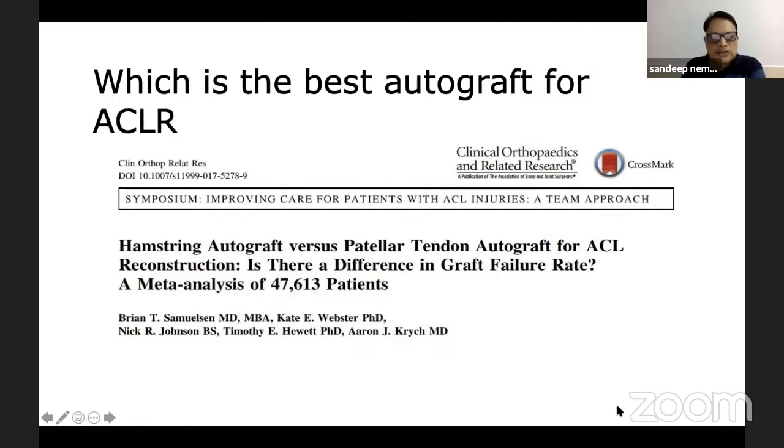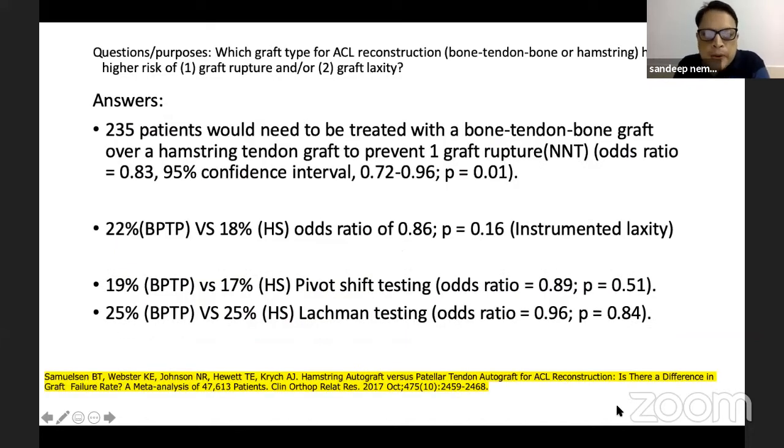So again, the systematic review assessed the hamstrings autograft versus the patellar tendon autograft for ACL reconstruction. Is there a difference in graft failure rates? It was a meta-analysis comprising 47,613 patients. The purpose of the systematic review was to determine which graft type of ACL reconstruction was at a higher risk of graft rupture and graft laxity.